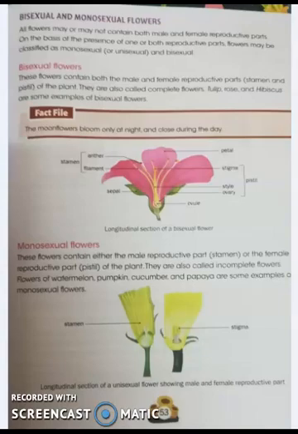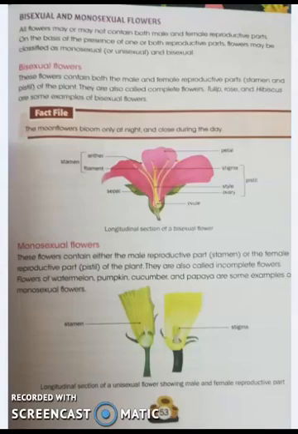Some flowers consist of either the male reproductive part, the stamen, or the female reproductive part, the pistil. Either stamen will be present or pistil will be present. Such flowers are called monosexual flowers, also called incomplete flowers. The flowers of plants like watermelon, pumpkin, cucumber and papaya are examples of monosexual flowers. They consist of either the pistil or the stamen, which is why they are called incomplete flowers.